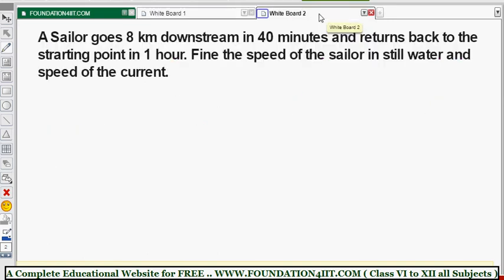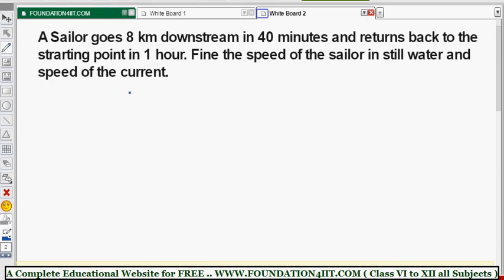Let us see, for example, this is the question. A sailor goes 8 kilometers downstream in 40 minutes and returns back to the starting point in 1 hour. Downstream it's faster, so he reached in 40 minutes only. But to come back to the same place, it took 1 hour. That is upstream. Time taken is less downstream, but upstream the time taken is more. Then find the speed of the sailor in still water and the speed of the current. The speed of the current means the speed of the water, how much speed it moves.